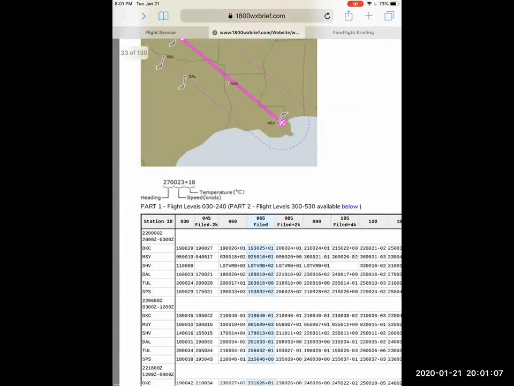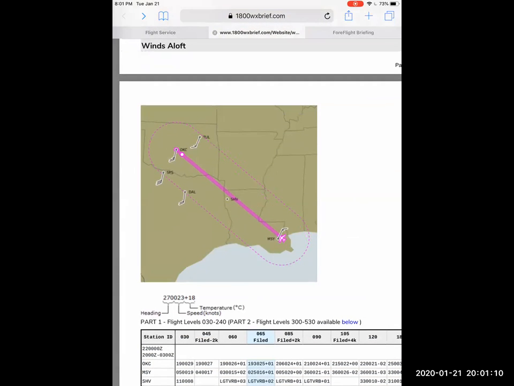Okay, let's jump over to our other route. This one's going to be through ForeFlight.